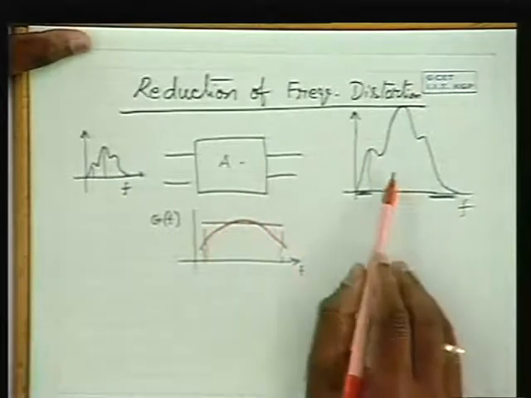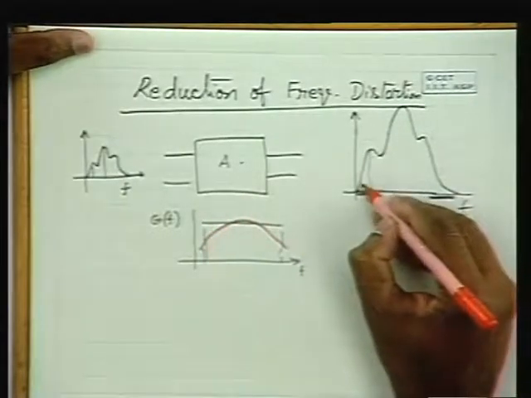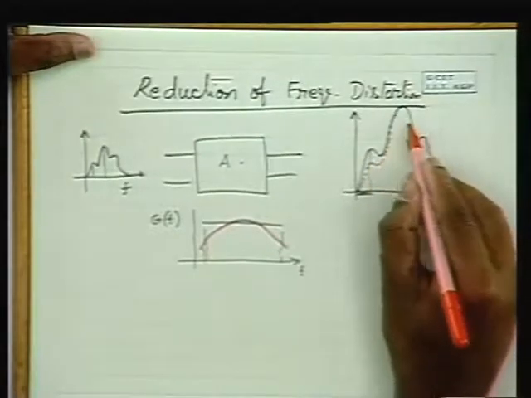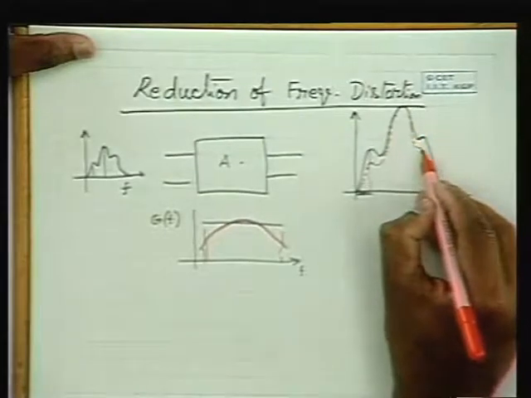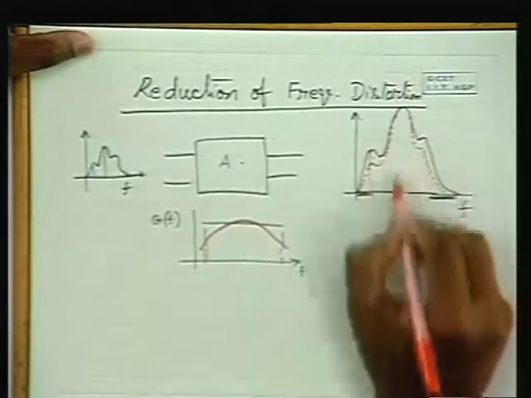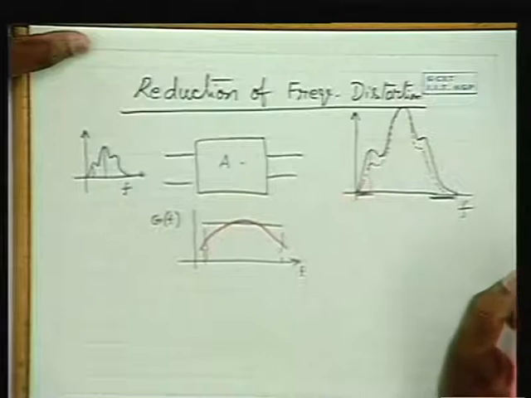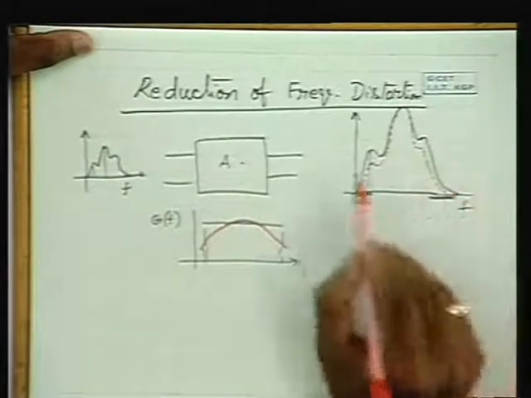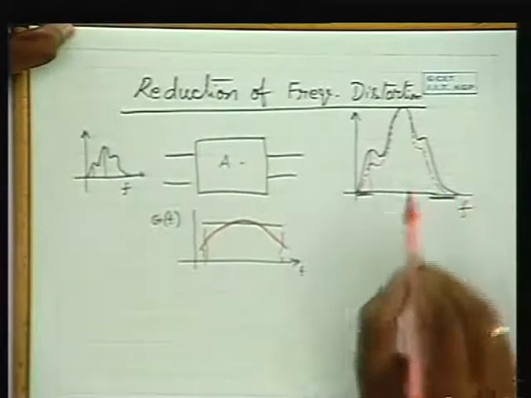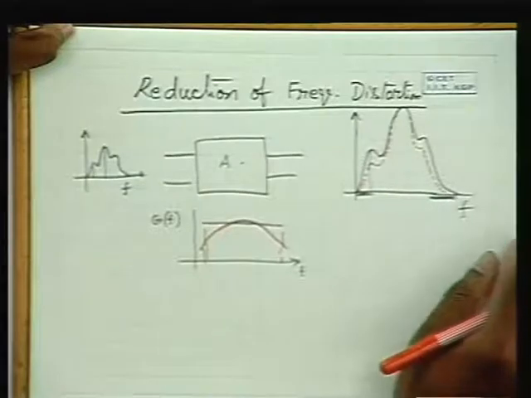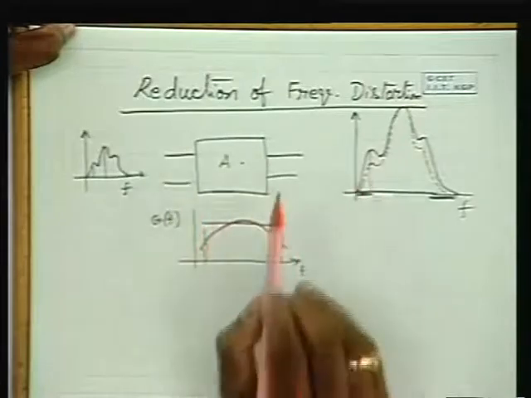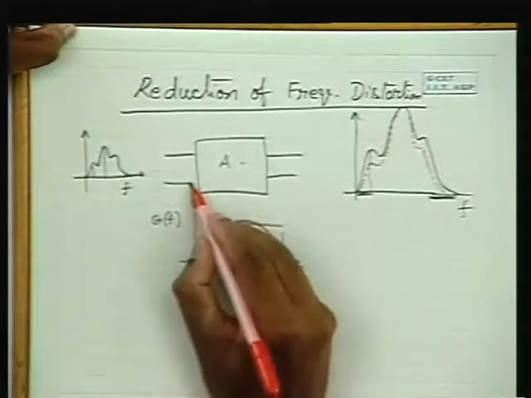So because of this reason, the output spectrum may be such that low frequencies may get attenuated more, amplified to a lesser extent than the high frequencies, and as a result the output spectrum may look like this. And this is no longer 50% of this in that example. So this is known as frequency distortion. That is, different frequencies getting amplified by different gains. Now the frequency distortion can be reduced by means of feedback.